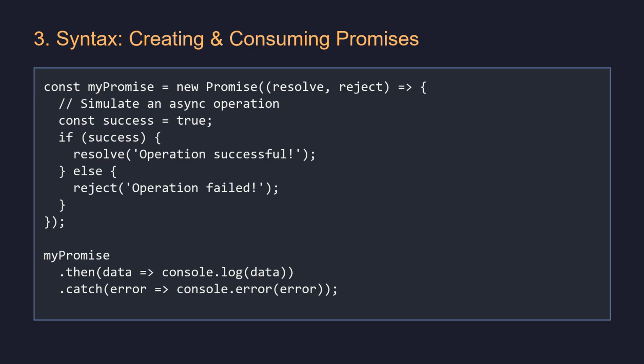You create one with new Promise, passing a function with resolve and reject arguments. Resolve is called on success, reject on error. To consume a promise, you use then for successful outcomes and catch for errors.